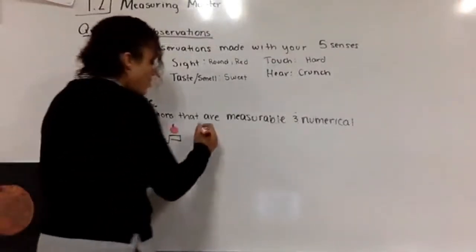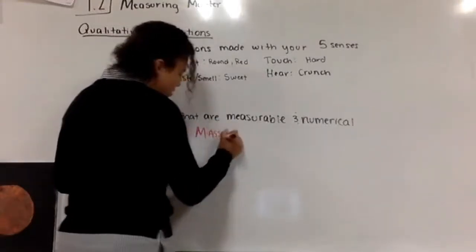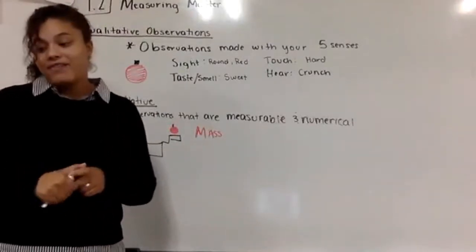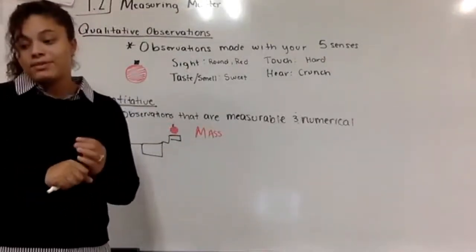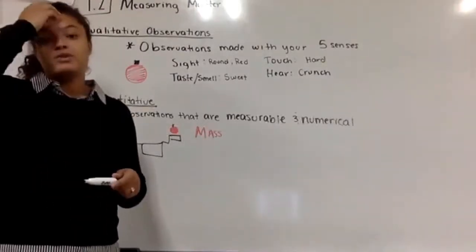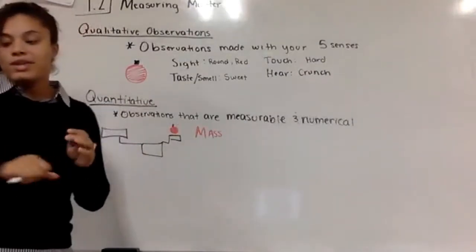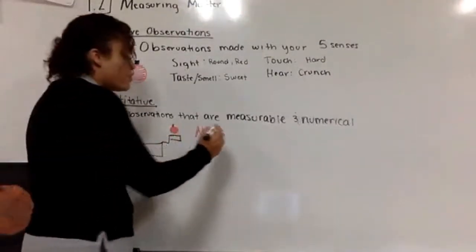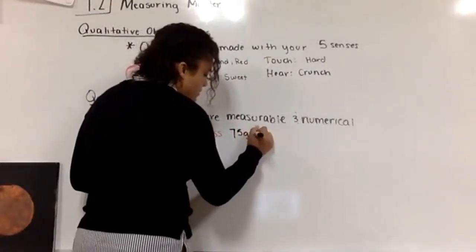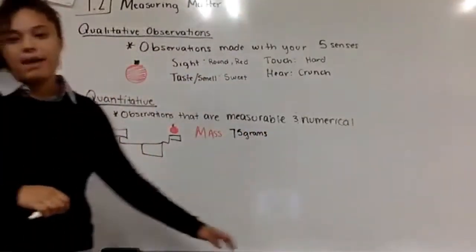So when we talk about the mass of an apple, most people will measure the mass of an apple either in grams or in kilograms. And in science, we always need to make sure that we're using the metric units, which we'll touch base on in a second. So the average mass of an apple, when we put it on a scale, is 75 grams. That's my example there for the mass of an apple.